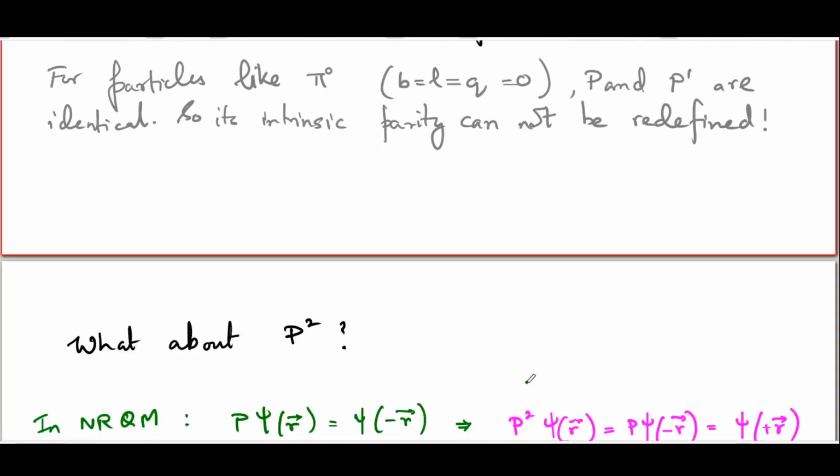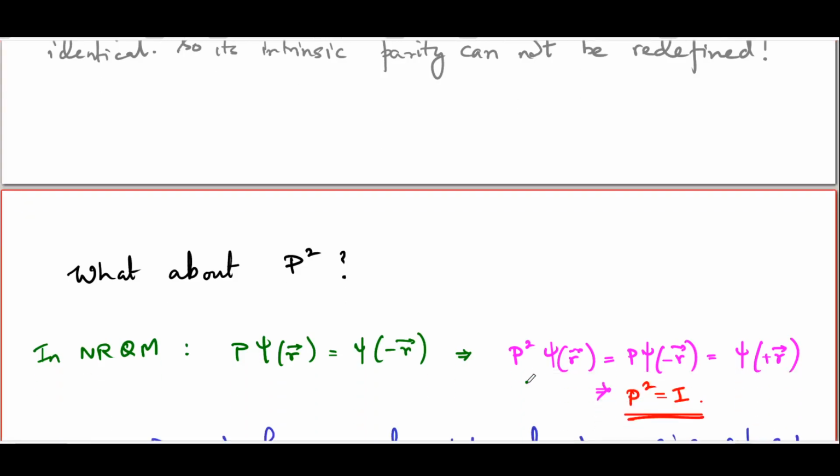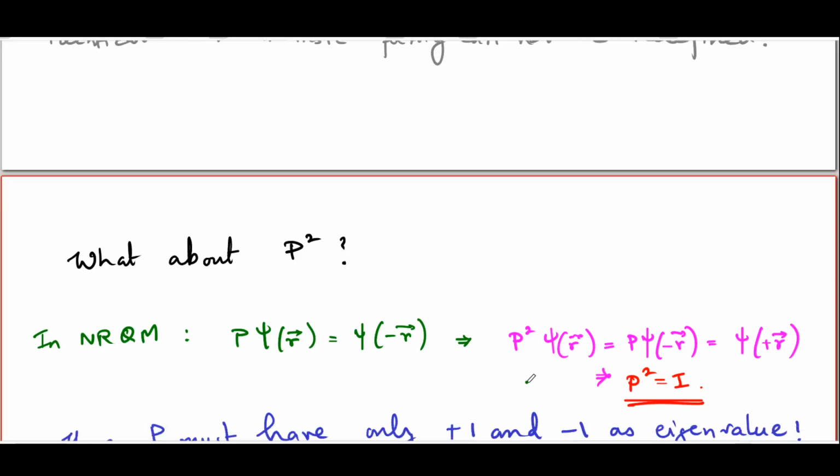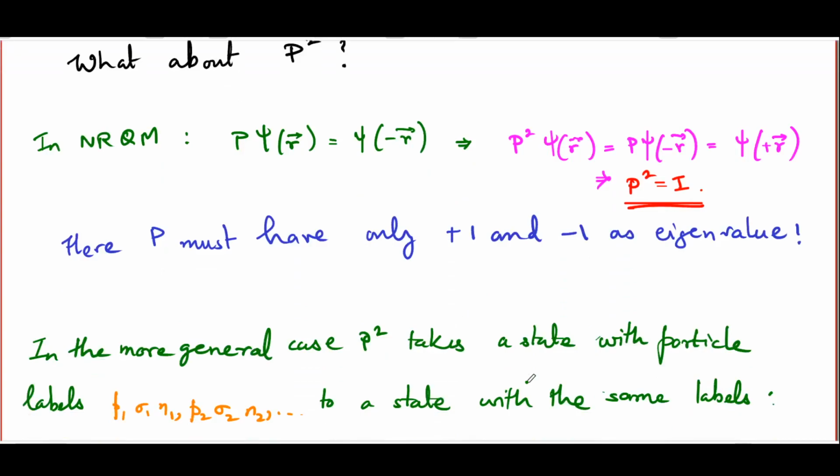Now let us come to the question about P square, the question that we raised at the very beginning of this discussion. Remember, we had already shown that P square is identity in non-relativistic quantum mechanics, leading to eta values which were only +1 or -1. Now, in a more general case, P square takes a state with particle labels p1 sigma 1, n1, p2 sigma 2, n2, etc. to a state with exactly the same labels.